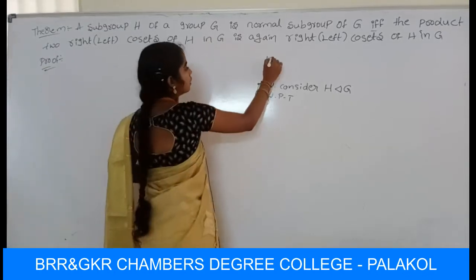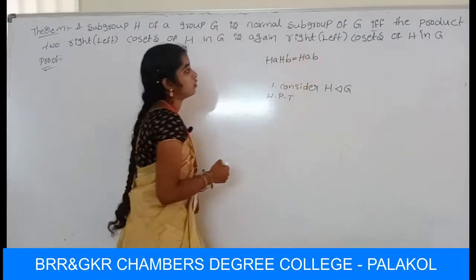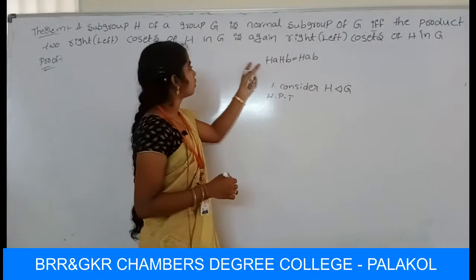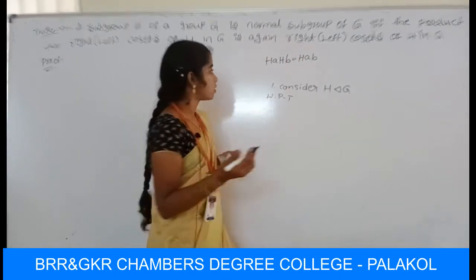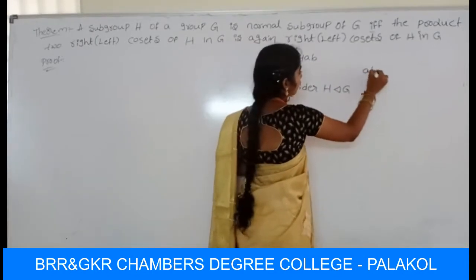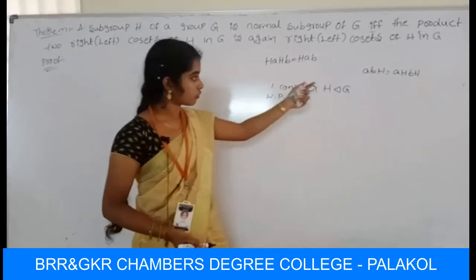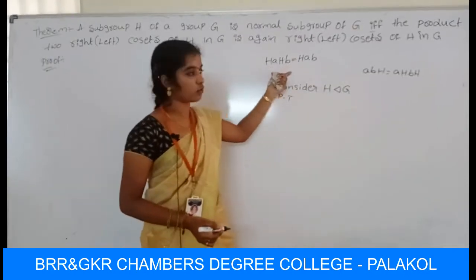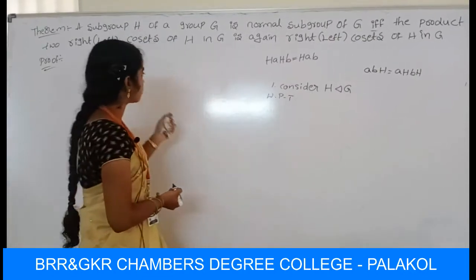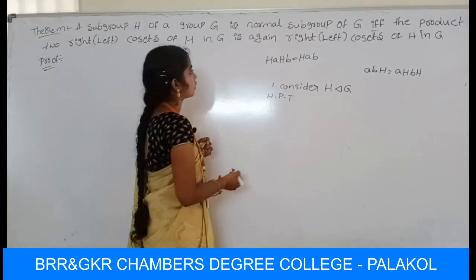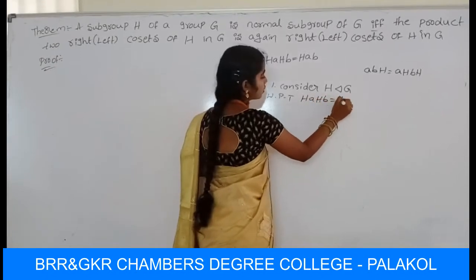So that means HA HB is equal to HAB. Similarly for left cosets, AH BH is equal to ABH. This is the left coset, this is the right coset. We consider right cosets: the product of two right cosets of H in Z is again a right coset of H in Z. So we have to prove that HA HB is equal to HAB.